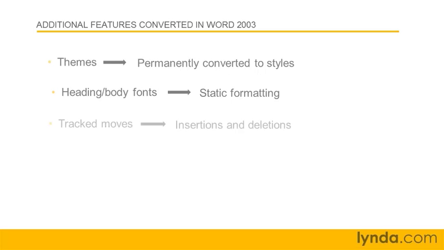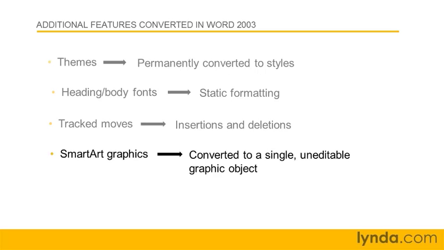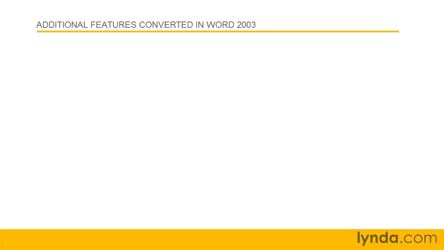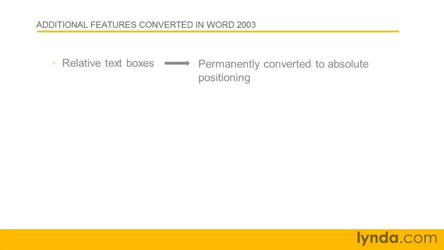Rather than having tracked moves, I have text that I moved tracked as an insertion and a separate deletion. Smart Art graphics, all of them are converted to single, uneditable, not Smart Art graphics. Charts and diagrams will be converted to images if the chart type or diagram type didn't exist in the chart gallery or the diagram gallery in Word 2003. Relative text boxes are permanently converted to an absolute position.